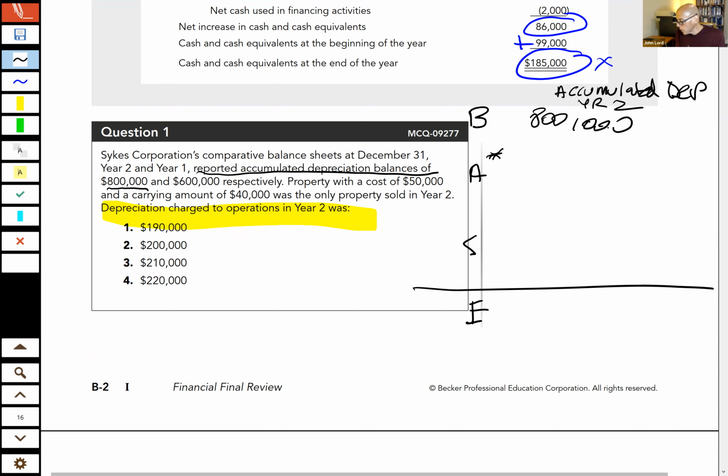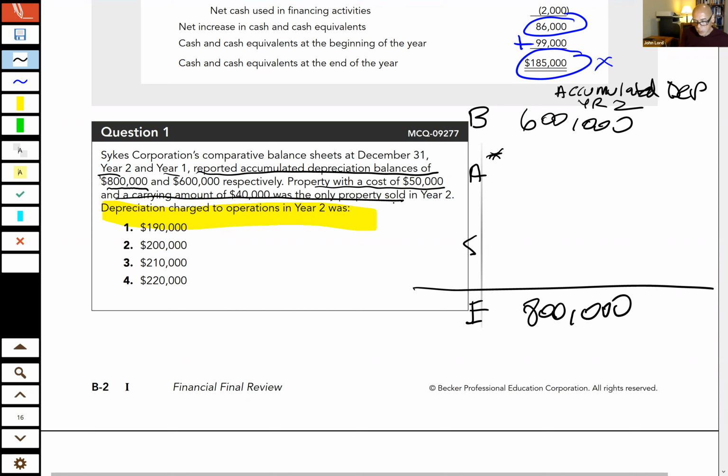Beginning was 600,000 for year 2, right? And year 1 was 600,000. So that's the beginning. Year 2, the ending is 800,000. So I know that right out of the gate. Then they tell me that property with a cost of 50,000 and a carrying amount of 40,000 was sold.